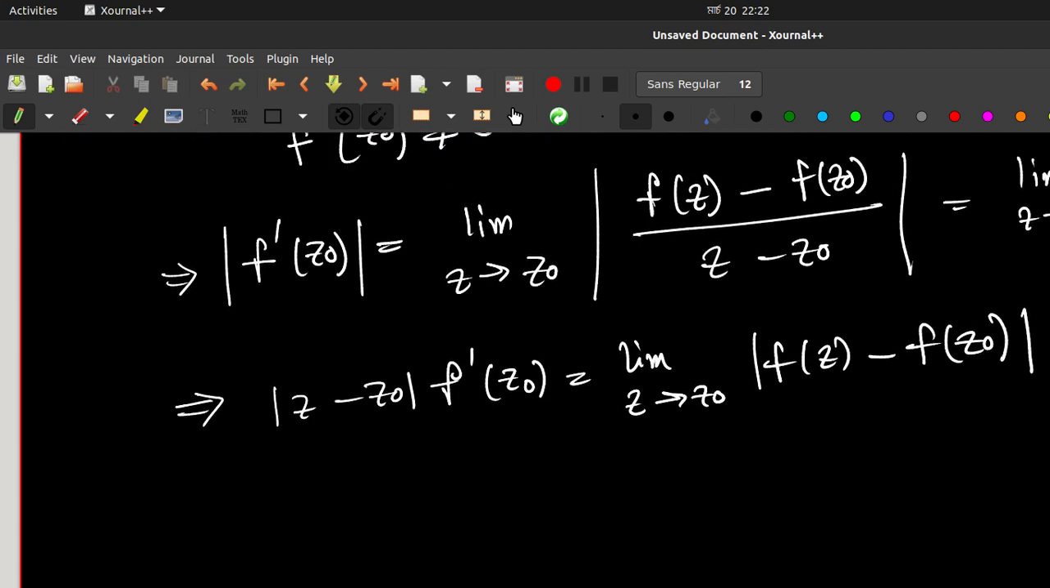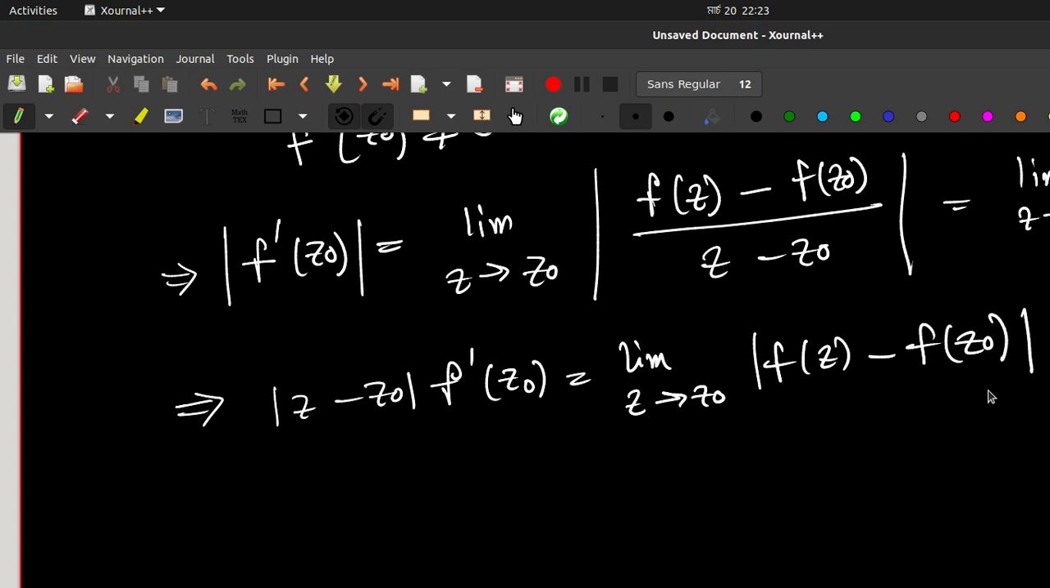Now if we picture it in the z plane and the w plane, this z minus z0 is a small segment in the z plane, right? And f of z and f of z0 are 2 points in the w plane. So this is a small segment. Why am I calling it a small segment? Because z would go to z0, so that's why I'm calling this a small segment.